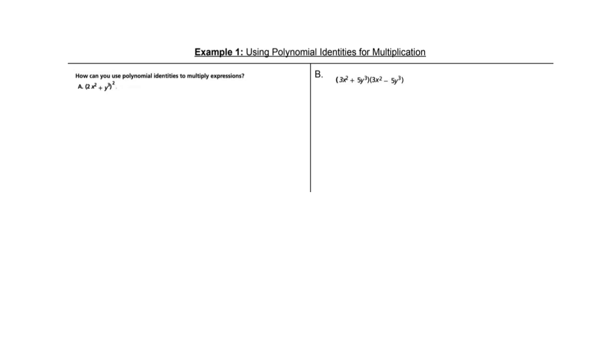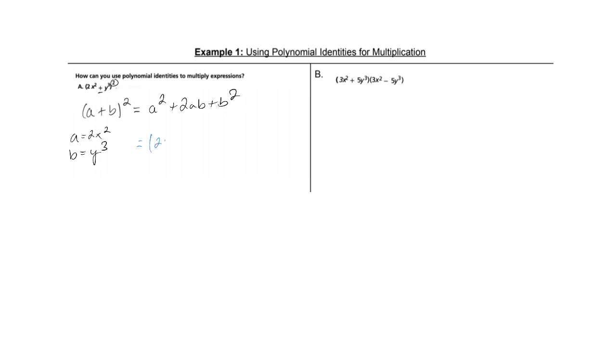So the first one is addition squared, so that is the sum of squares. That means we're going to use a plus b squared is equal to a squared plus 2ab plus b squared. All right, our a is 2x squared, our b is y cubed. All right, and then we're going to substitute them in.